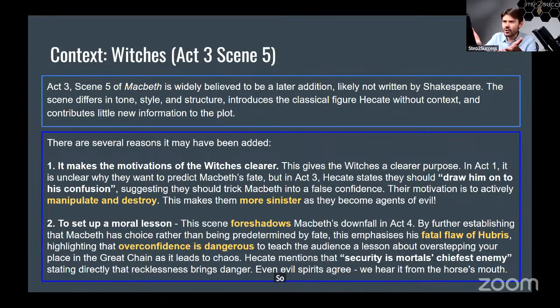So, from an audience perspective, we're literally seeing evil supernatural spirits telling us that committing evil sins is going to lead to bad consequences. So we're hearing it from the horse's mouth, so to speak. By hearing it from the evil itself, it's instilling us with more fear not to do those sinful things.